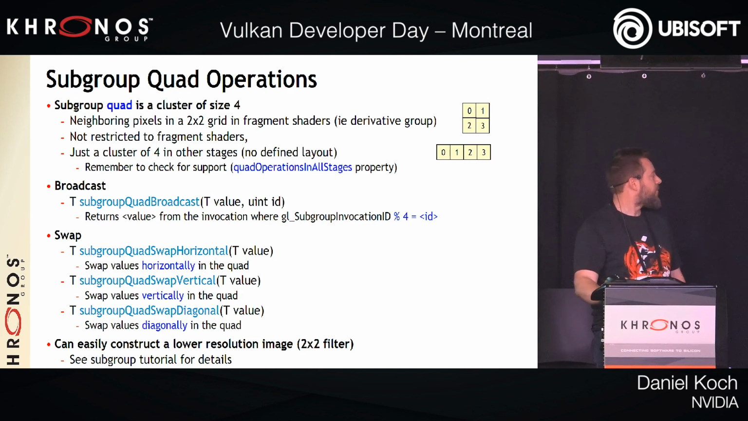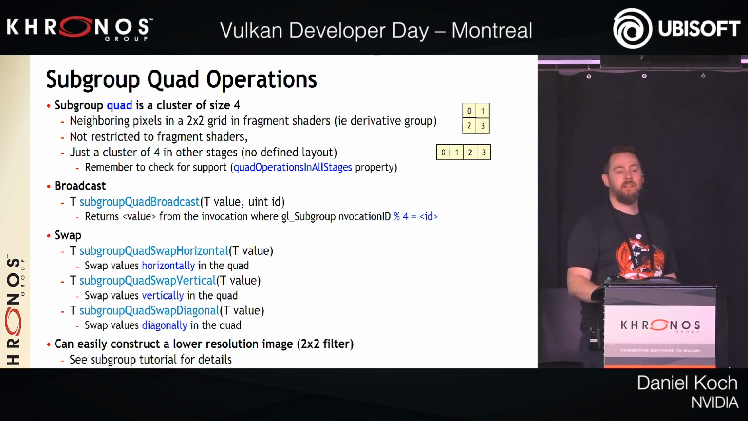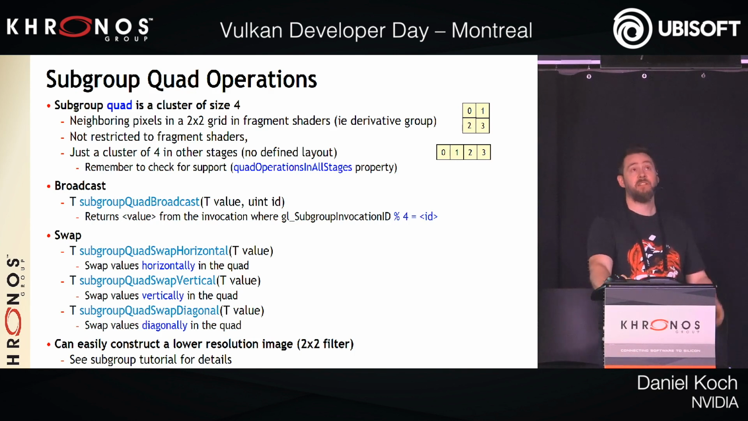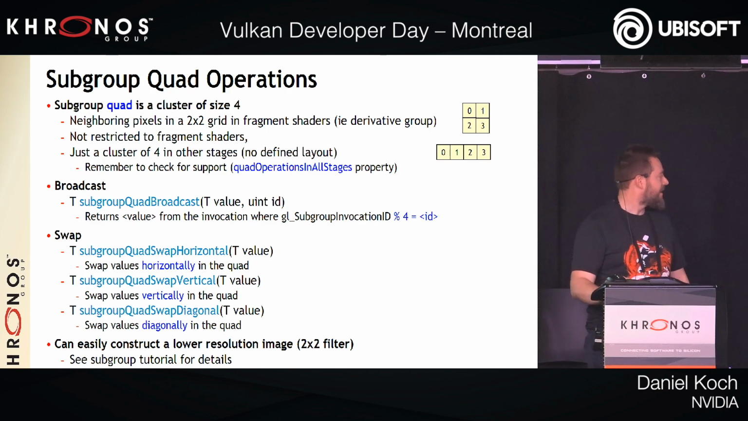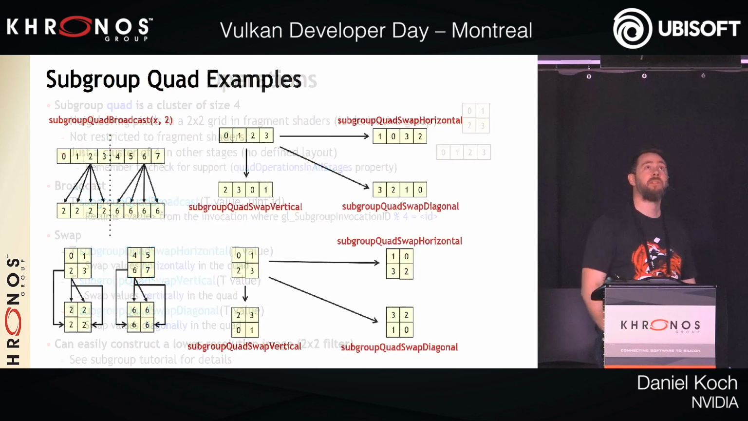So what might you use these for? An example is constructing a lower resolution mipmap. You can use these to add all the values in a quad together and divide them by 4 and output a lower resolution mipmap. There's a subgroup tutorial by Neil Henning, who wrote most of the extension for this and did a lot of the work for that. I have linked it at the end. He's got a neat little example. Well, he's actually got a lot of examples of all of these operations, so you can see how to do that if you want more details there.